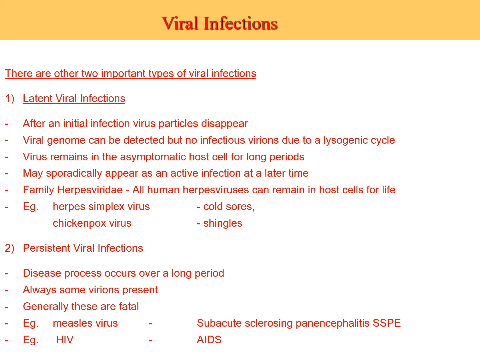The other type of non-acute viral infection is a persistent viral infection. In this case, the disease progresses very slowly. The virions, the infectious virus particles, are always present. It occurs over a very long period of time and progresses, and generally these are fatal diseases. Examples of this would be measles virus, which can cause a persistent viral infection resulting in subacute sclerosing panencephalitis, and the human immunodeficiency virus, which can cause acquired immunodeficiency syndrome, both of which are fatal diseases.